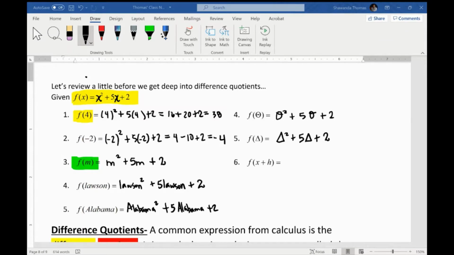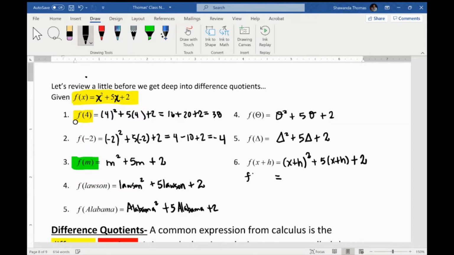We're not going to be done, but at least the first step. What would that equal? f of x plus h. x plus h squared plus 5 times x plus h plus 2. Yes. So for the first part, definitely need to put it in a parenthesis, like so, plus 5 times x plus h plus 2. Now we still have to do a little bit more work. We have to break all of this down.